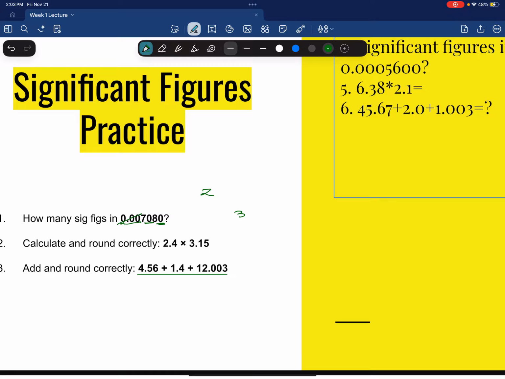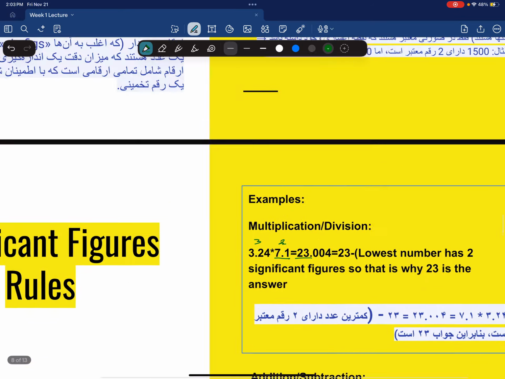And then we're just going to verify this with our rules.